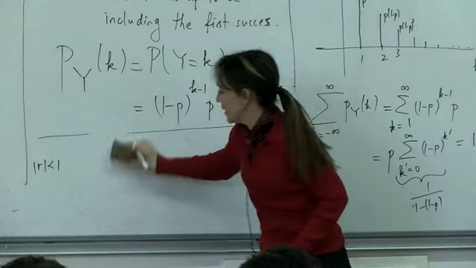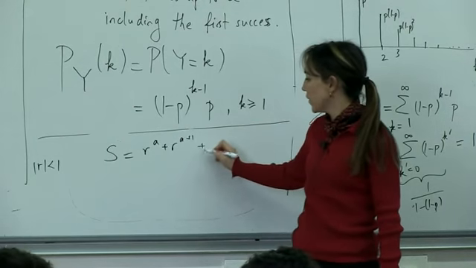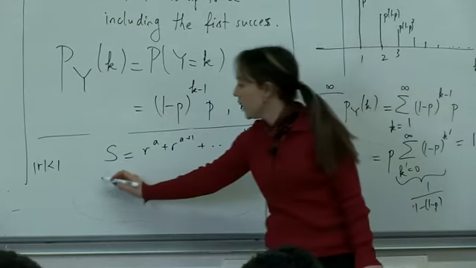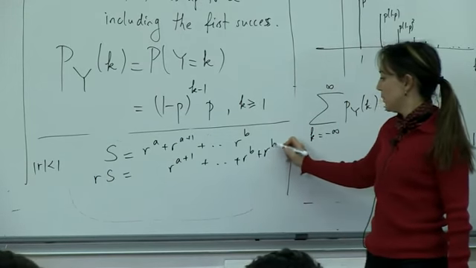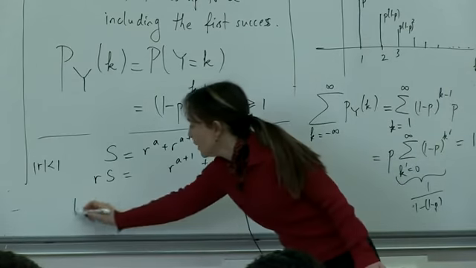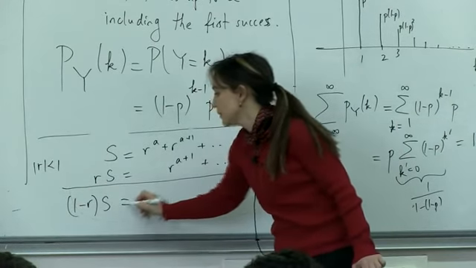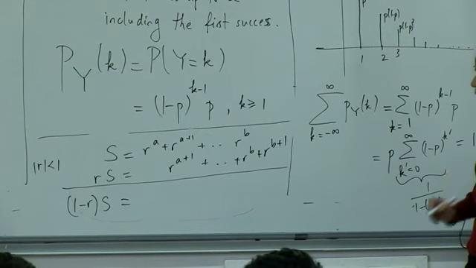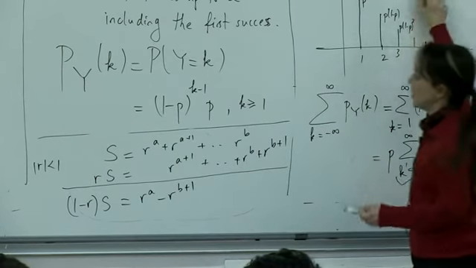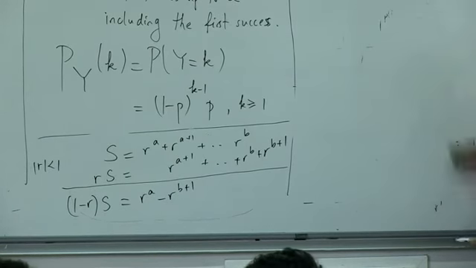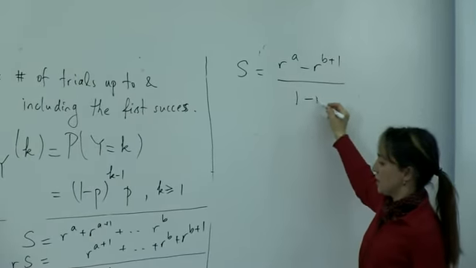What are we trying to do? We're trying to find S, which is r to the a plus r to the a plus 1, all the way up to r to the b. But r times S is just this thing shifted, up to r to the b plus 1. Subtract the two. 1 minus r times S is r to the a minus r to the b plus 1. So we're essentially done. S is r to the a minus r to the b plus 1, over 1 minus r.